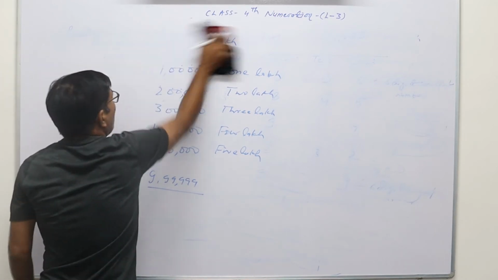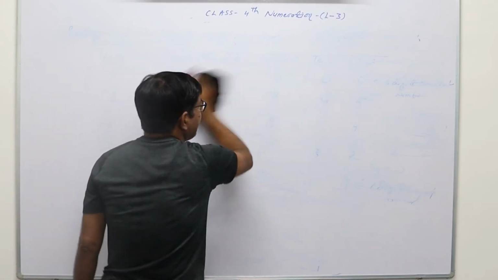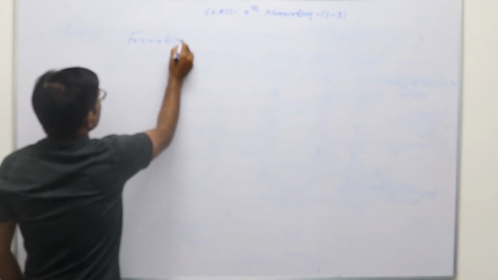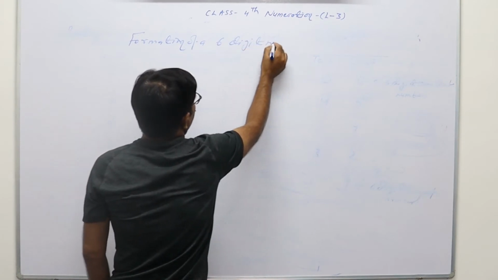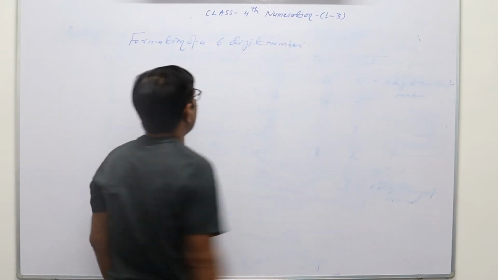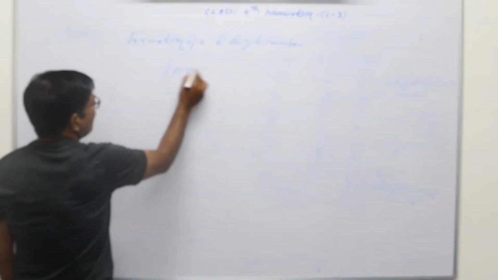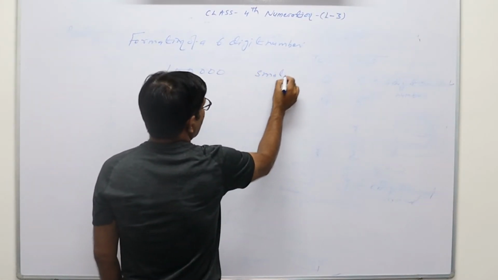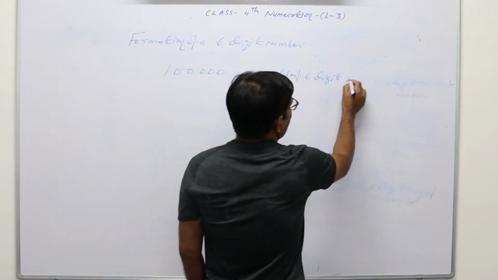Now if we have to form a 6-digit number, then how will we form the 6-digit number? So next, formation of a 6-digit number. First we will write the smallest 6-digit number, which is 1 lakh. This is the smallest 6-digit number.